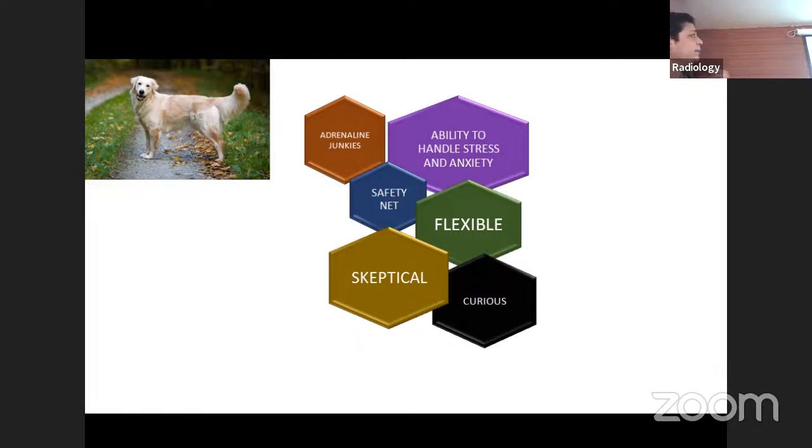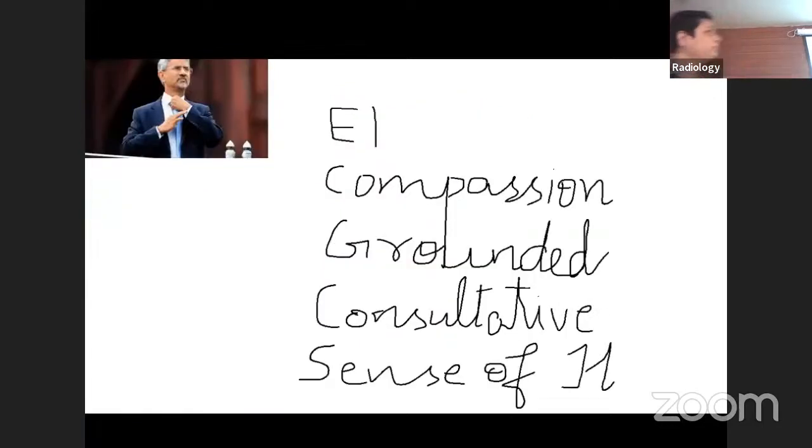Adrenaline junkies, able to handle stress. They provide a safety net. They think that we are the safety net. It is my duty to save, risk is my duty. So those kind of things. Very flexible, very skeptical and curious.